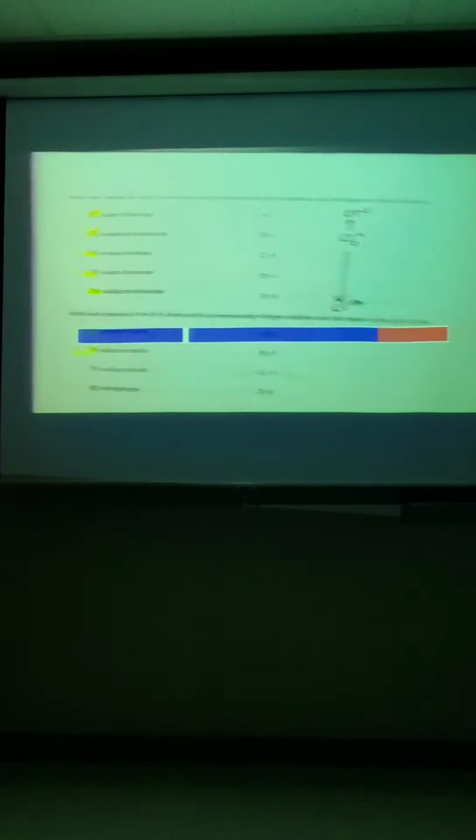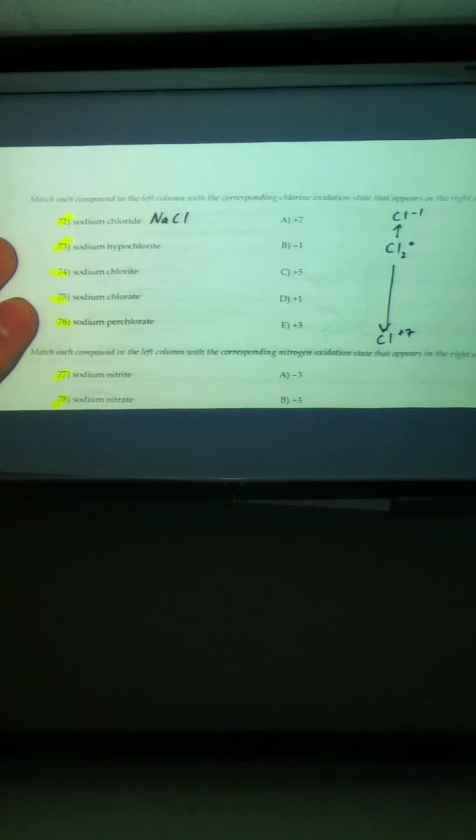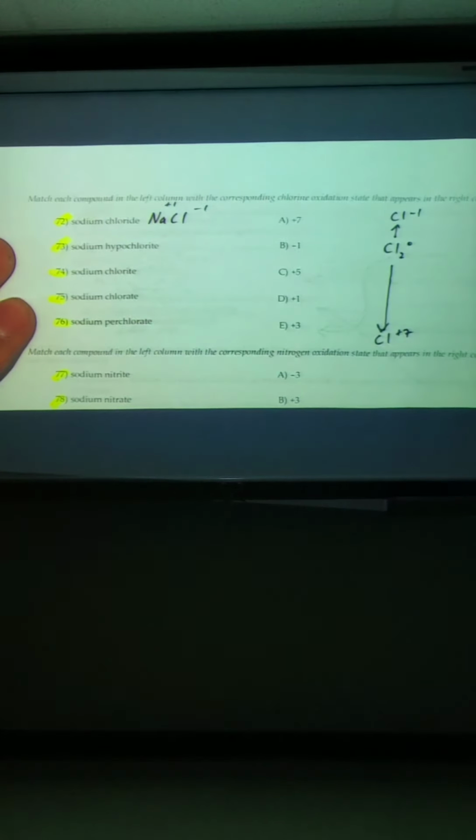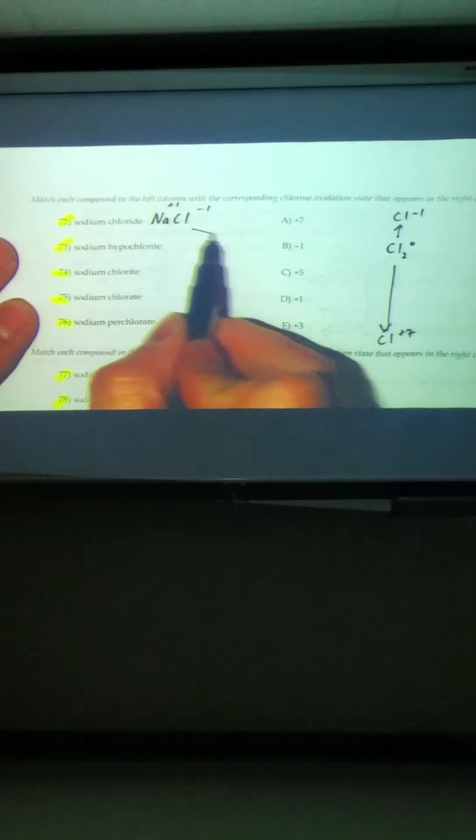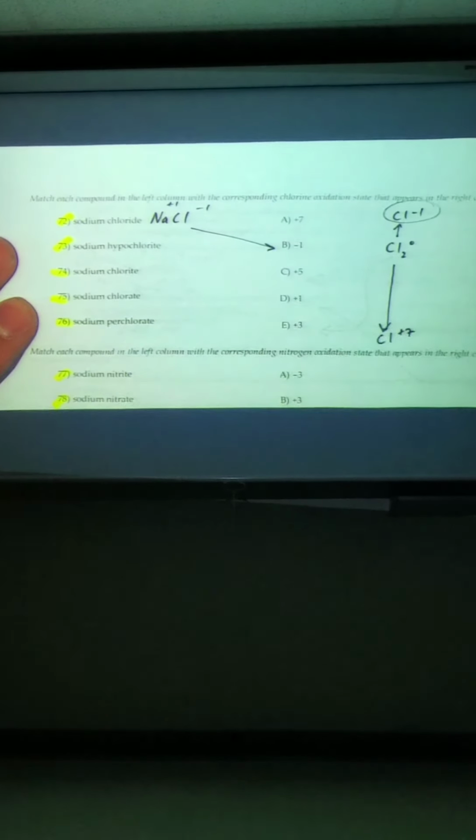So as we look at some choices, sodium chloride, NaCl, a little bit easier than some of the rest. Sodium is a +1, so chlorine is a -1. That's because chlorine is the bully getting what it wants. And that's best case scenario for chlorine.